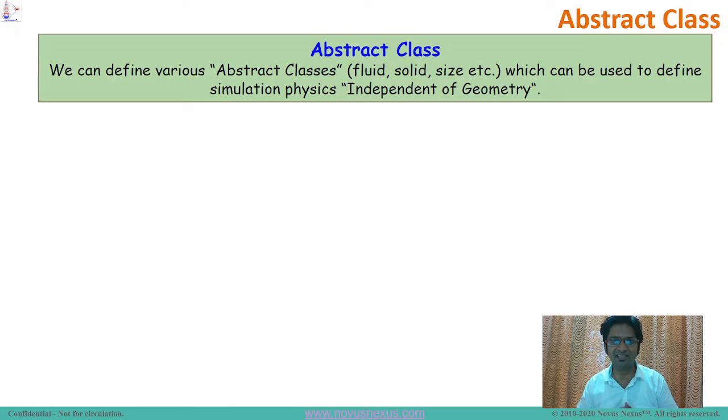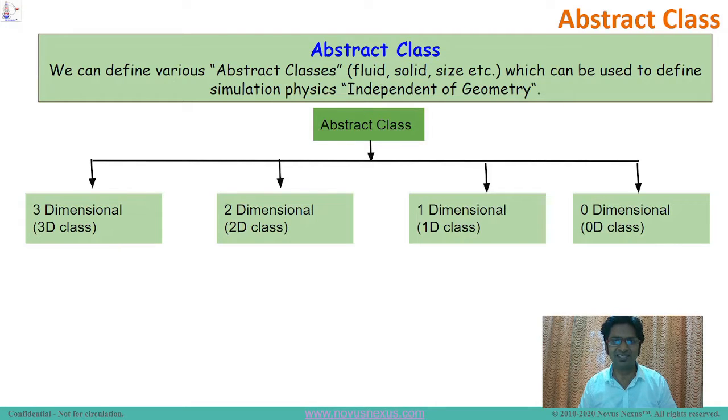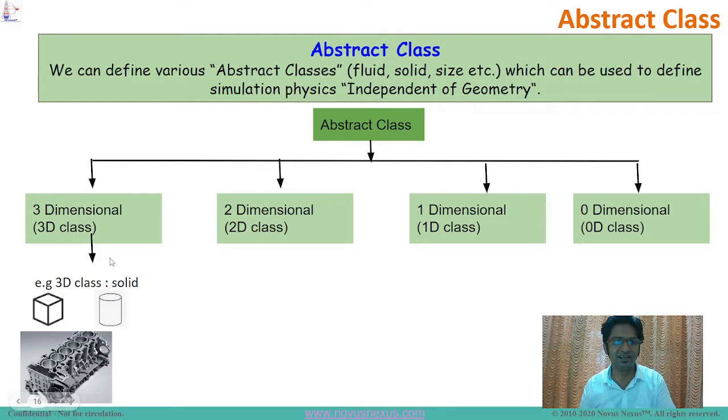So we can define various abstract classes like solid, size, fluid, which can be used to define simulation physics independent of the geometry. As I said, abstract classes are the entities which have some specific dimensions like 3D, 2D, 1D or 0D, but do not have any specific shape. So when I'm saying a three-dimensional class, for example solid, then it can be a cube structure or a cylindrical structure or an engine block, depending upon the CAD geometry.